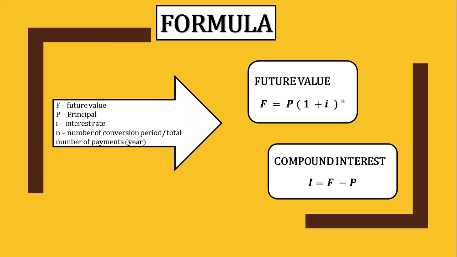Now, F stands for the future value. P stands for principal. Letter i, small letter i, stands for the interest rate. n is the number of conversion periods or the total number of payments per year. Again, total number of payments per year. How many times are you going to pay within a year?